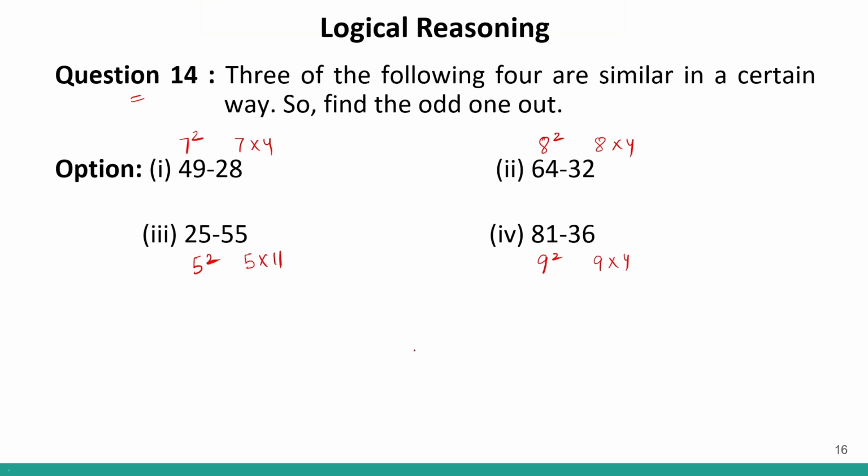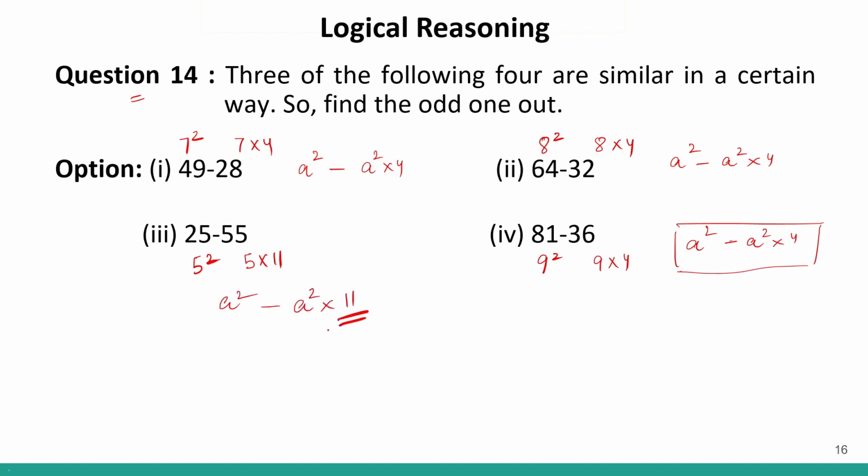So over here I can see the first digit is, let's say this is A. Let's say 7 is A. So this is A square. The first digit is A square and the second digit is A square into 4. Similarly, if we consider 8 to be A, this is A square and A square into 4. Over here also it is A square and A square into 4. So this is the logic. But over here we have A square and A square into 11. So this is different. In the rest of the cases, we were multiplying by 4. Correct? But in this case, we were multiplying by 11.